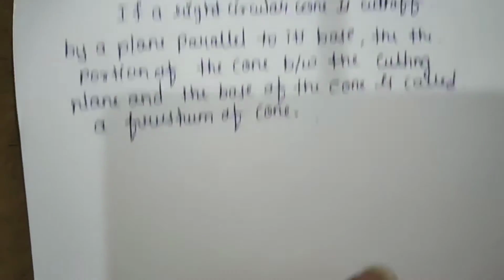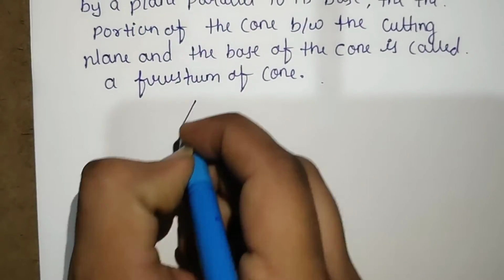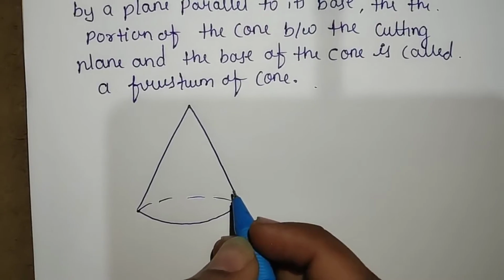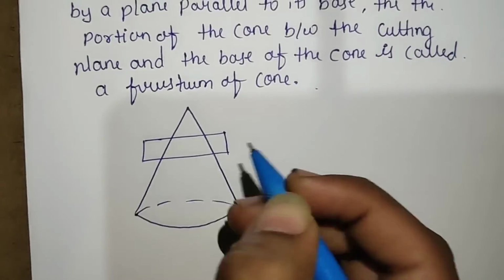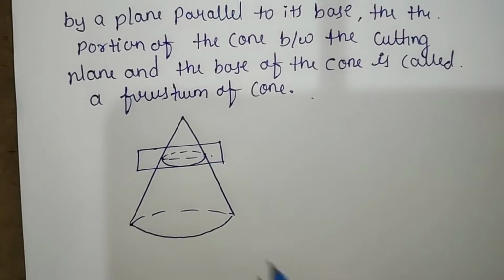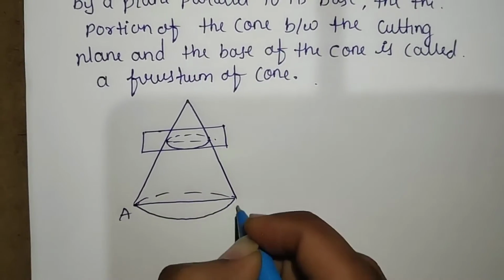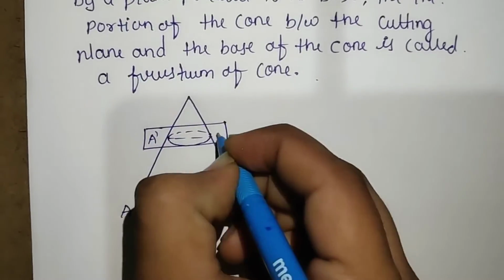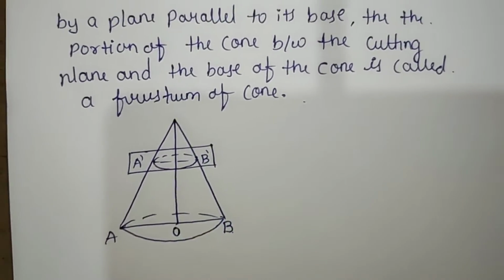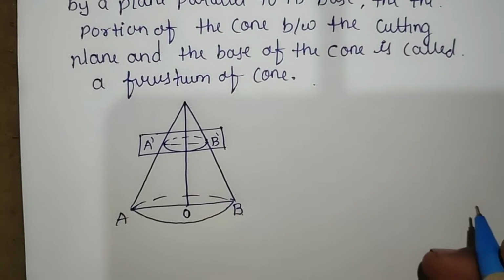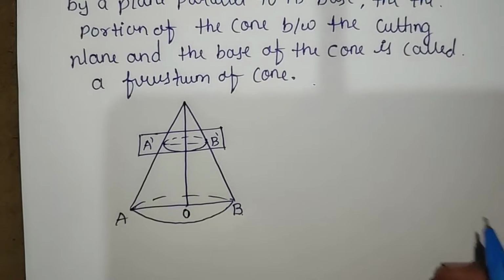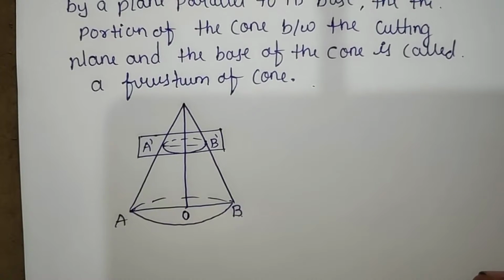Now let us understand the definition through the figure. This is the right circular cone. This is the base AB. Cutting plane A dash B dash, and this is the height, and this is the center of the flat surface. Now when a cutting plane cuts off the cone parallel to its base, the portion of the cone between the cutting plane and the base of the cone is called frustum of cone.